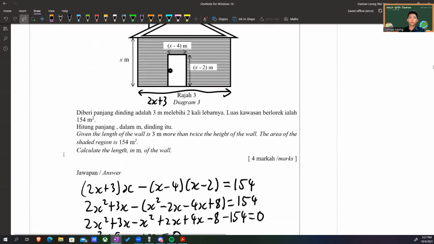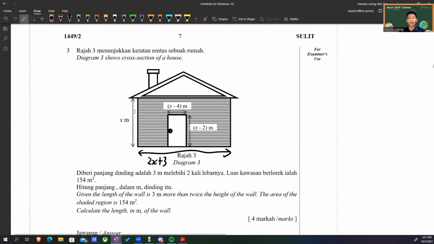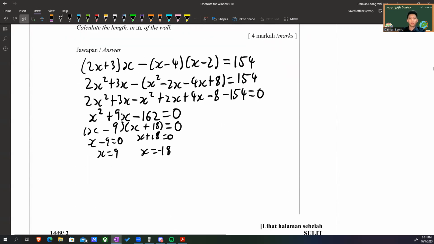So it's not possible for x to be negative 18 because that's the height. There's no way your height can be a negative value. So x must be 9. But that's not the answer. What I want is not just the x, it's the length of the wall, which is 2x plus 3. So 2 times 9 plus 3, 21 meters. Okay, that's question 3.